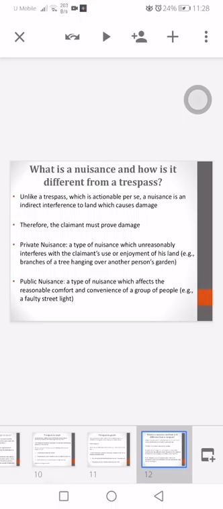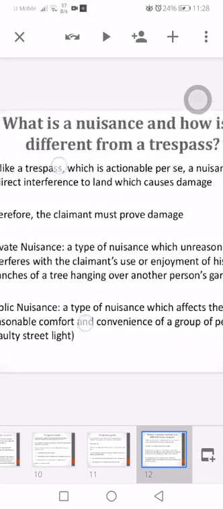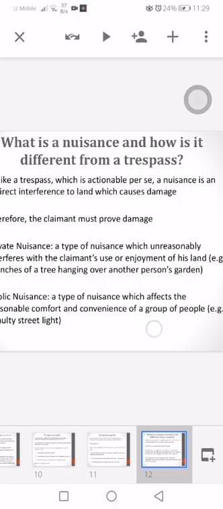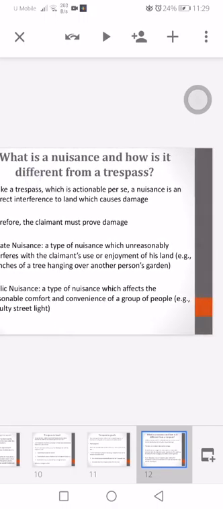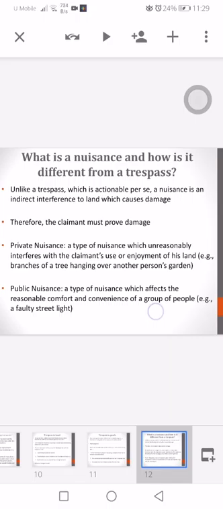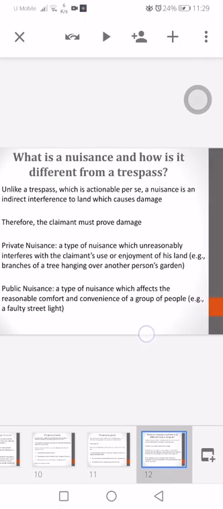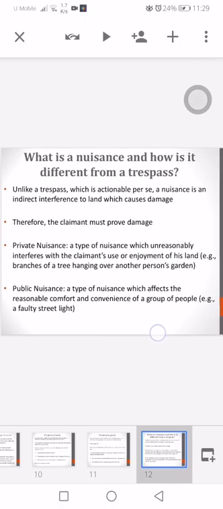What is nuisance? How is it different from trespass? Unlike trespass, which is actionable per se, nuisance is an indirect interference to land which causes damage. Therefore, the claimant must prove the damage. Private nuisance is a type of nuisance which is an unreasonable interference with the claimant's use and enjoyment of his land, for example, branches of a tree hanging over another person's land. Public nuisance is a type of nuisance which affects the reasonable comfort and convenience of a group of people, for example, a faulty street light.